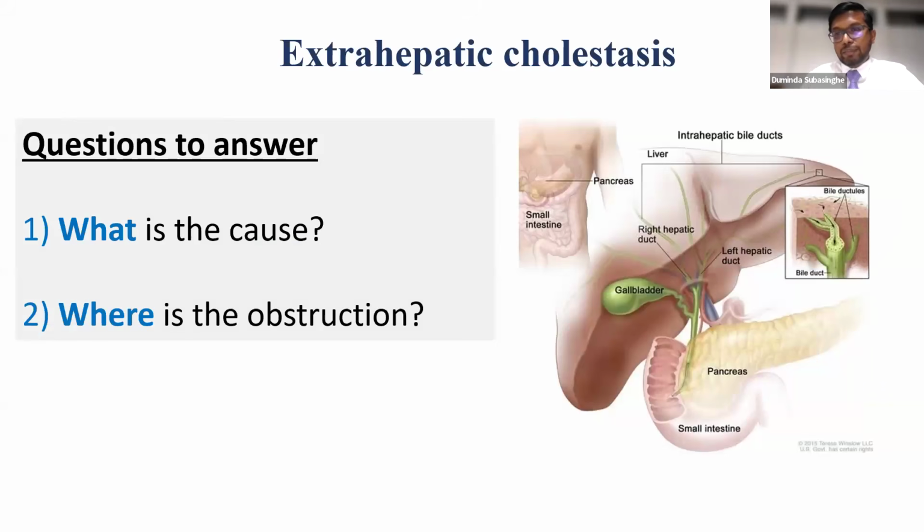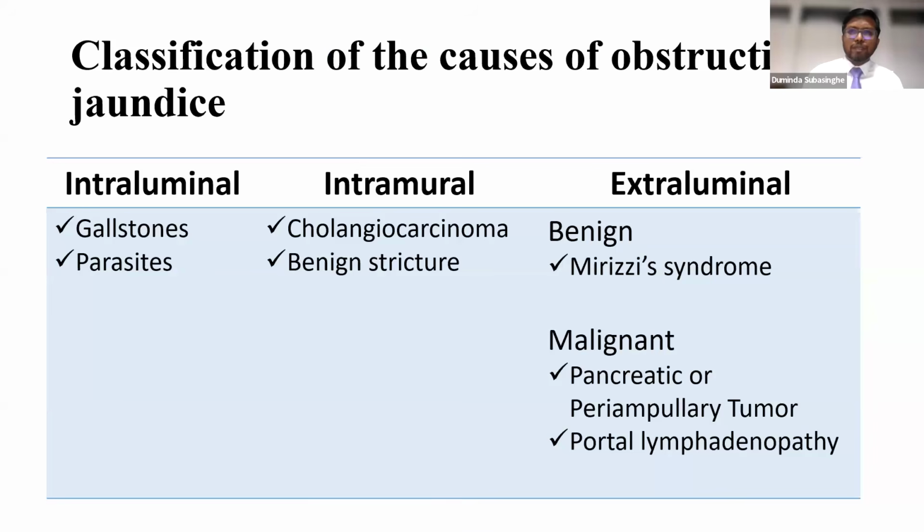You have the gallbladder, the cystic duct, and the common hepatic ducts, which will come in the subsequent slide. So we need to find out where the obstruction is and due to what, whether it's benign or malignant. If so, what is the etiology?